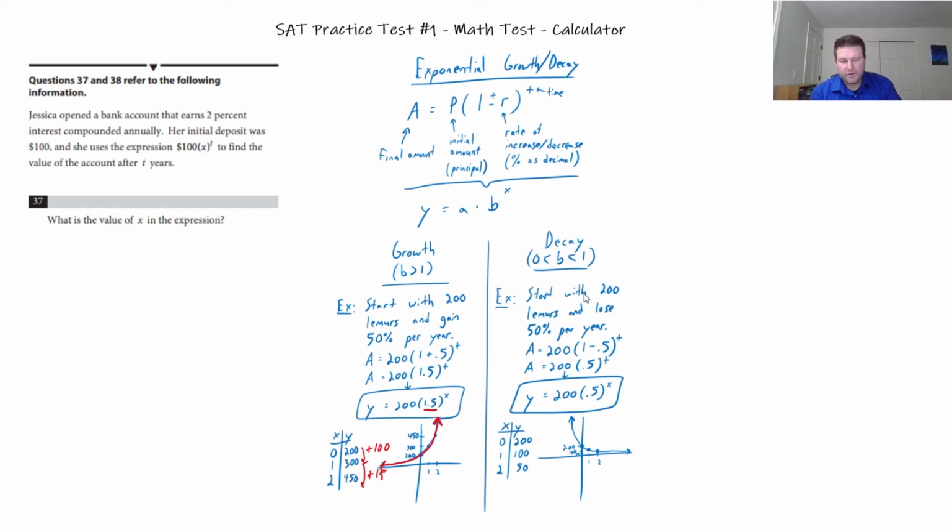Now, on the other hand, if you start with 200 lemurs and lose 50% per year, sad, it would be 1 minus 0.5. And then the decimal, the b value, ends up being in between 0 and 1, which is what this is saying.